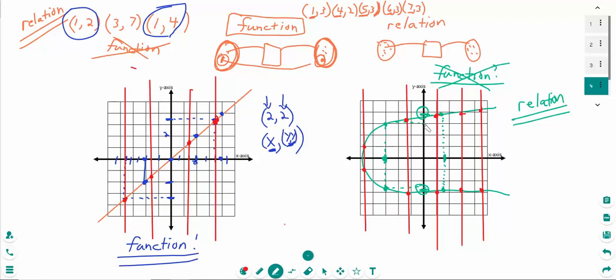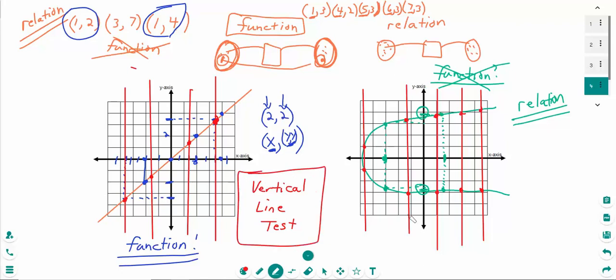All right? If you find a spot where you cross over twice, then it is not a function. Okay? It's as simple as that. So this is called the vertical line test. It's great. It only takes a split second to actually do, and it'll tell you whether or not a graph of a particular line is a function.